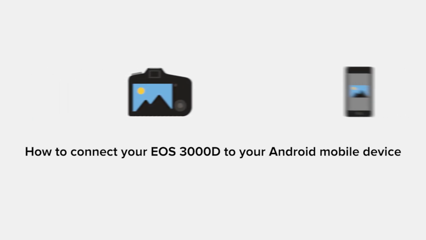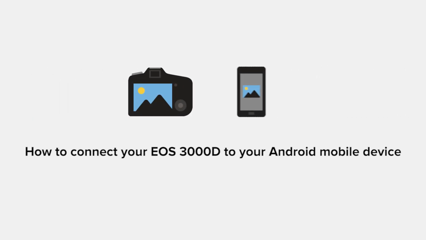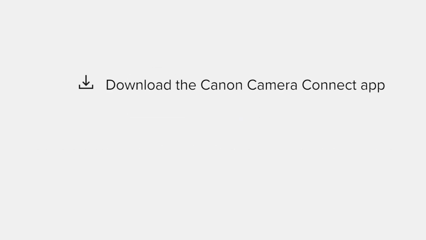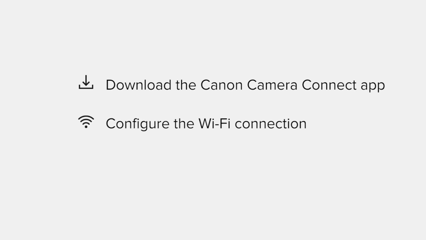In this video, we'll take you through the steps required to connect your Android smartphone or tablet to the Canon EOS 3000D. We'll start by downloading the Canon Camera Connect app from Google Play before configuring the Wi-Fi connection. Finally, we'll go through the basic features of the app and make sure that everything's working as it should. All up, it'll take about 5 to 10 minutes to get up and running.